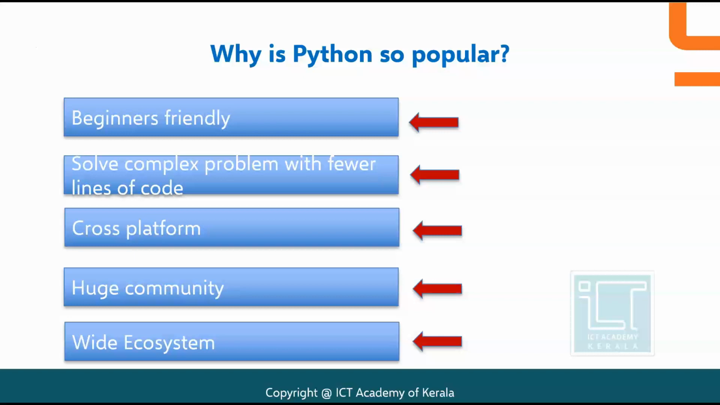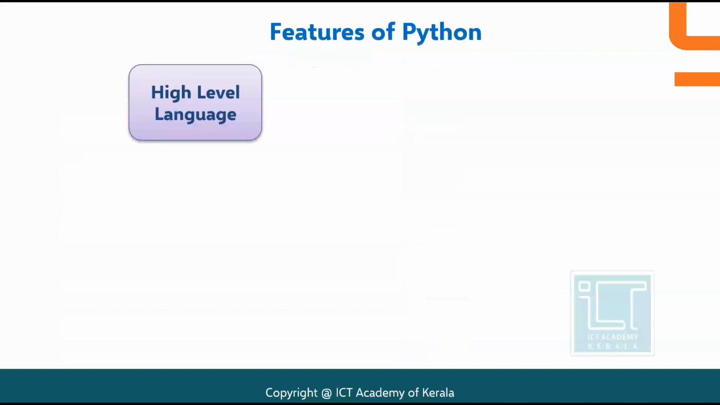Let's see some more features of Python. Python is an example of a high-level language. Programs written in a high-level language take less time to write. They are shorter and easier to read, and they are more likely to be correct. They can run on different kinds of computers with few or no modifications. That means high-level languages are independent of the architecture of the computer system.